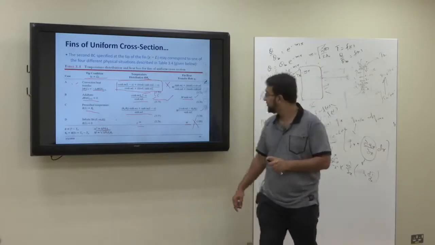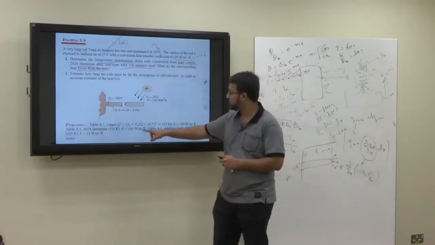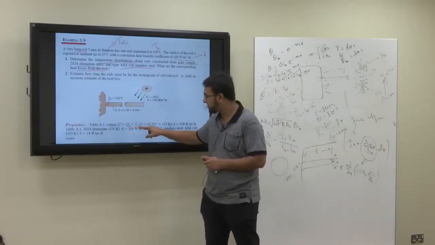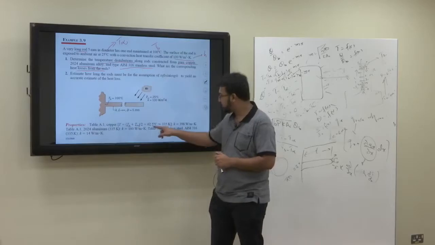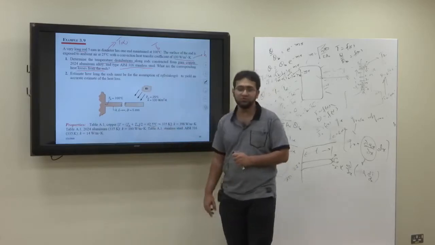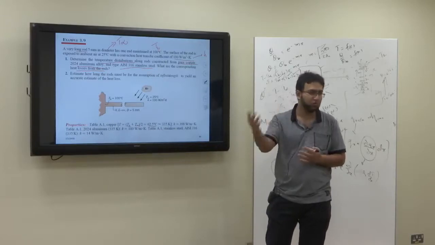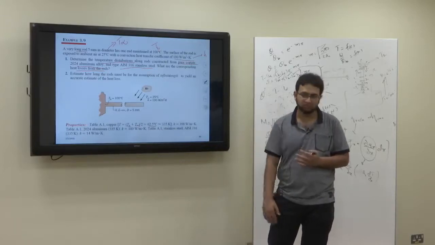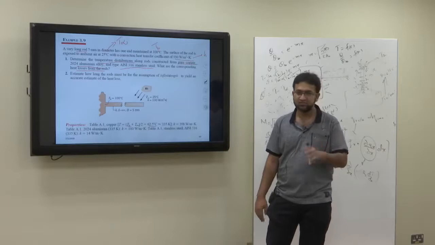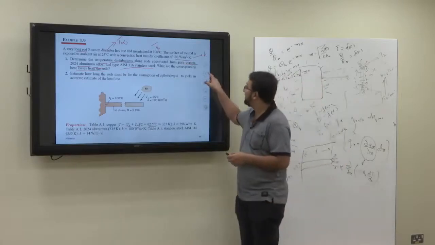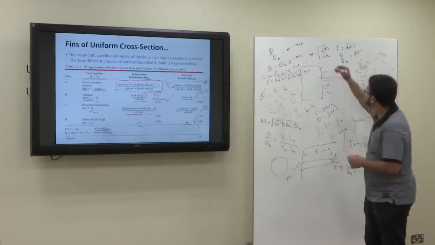Is it clear? Yes. So you see here, they consider T_B plus T infinity over 2. That's the temperature they use to find out the values of K for copper, for aluminium, for stainless steel. Is it clear? Yes. Okay. So the K issue is solved here as well.